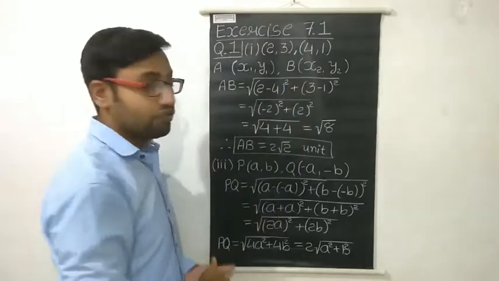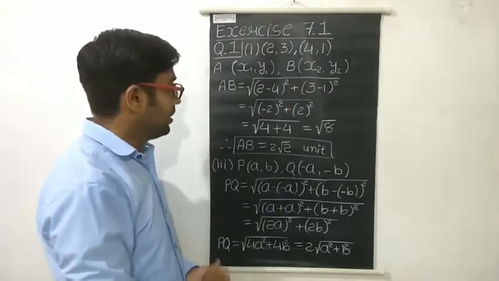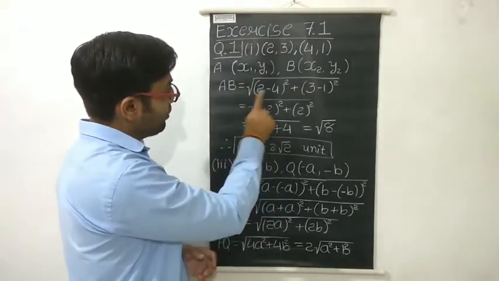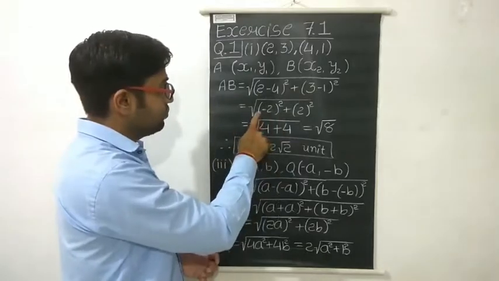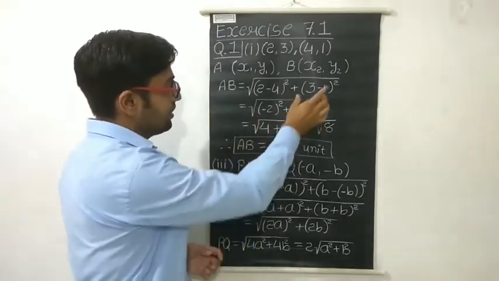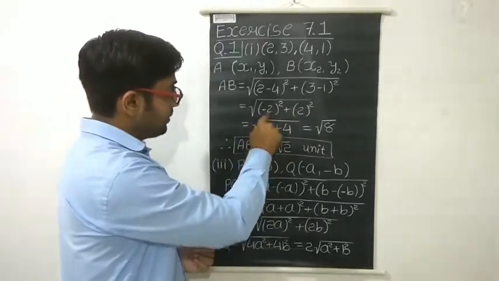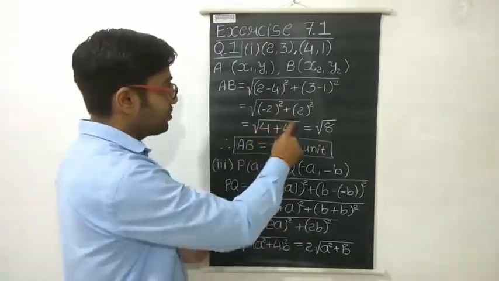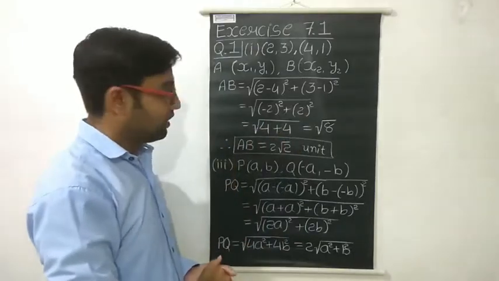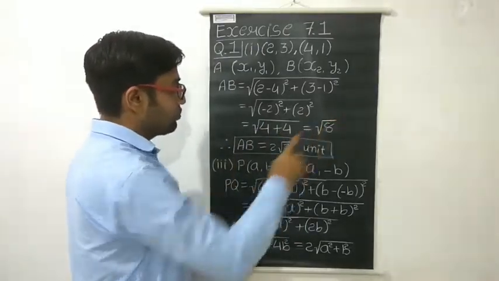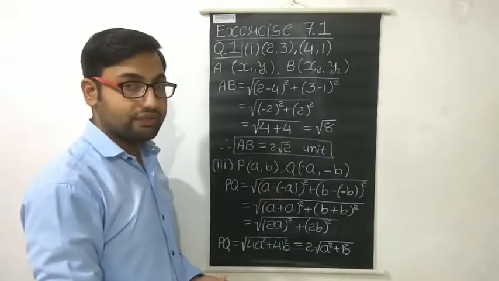So 3 minus 1 whole square. So here in the square root, what will happen? 2 minus 4 is minus 2. So minus 2 square plus 3 minus 1, that is 2, so 2 square. Both minus 2 square is 4 and plus 2 square is also 4. So what we get in total is under root 8.